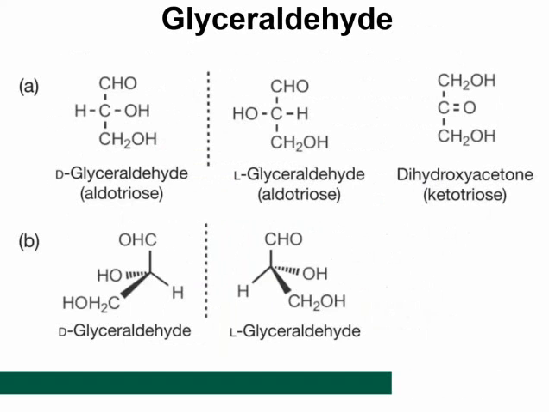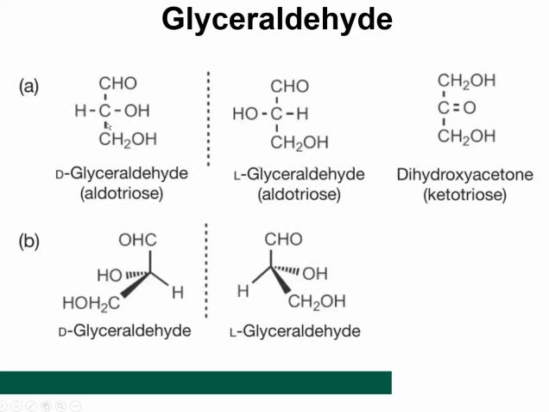The use of the term D or L comes from glyceraldehyde, right here. Glyceraldehyde is a 3-carbon aldehyde that has a chiral carbon, right here on carbon number 2. You have 1, 2, and 3. Carbon number 2 has OH, CHO right here, CH2OH, and a hydrogen. So all 4 of these are different.